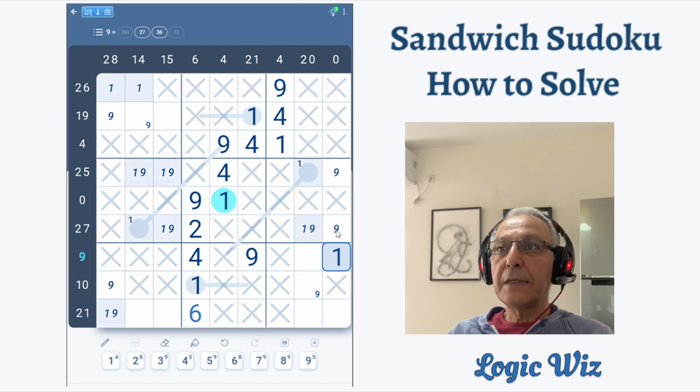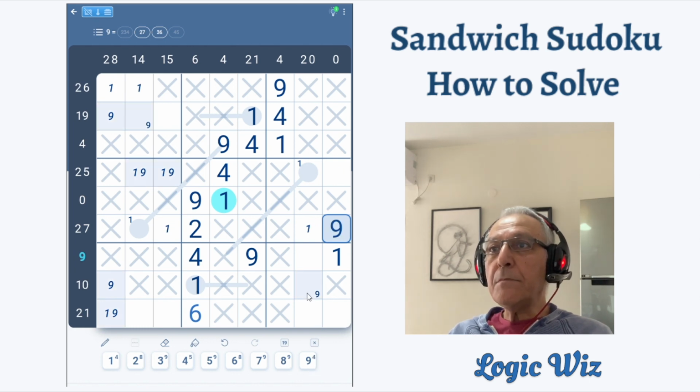2 cells apart, and here is the 1. Let's look at this column. The sum is 0. 0 means basically that 1 and 9 are next to each other. We cannot have 9 here, which basically leaves us only here with an option to have the 9. And now here I should have marked this with an X.